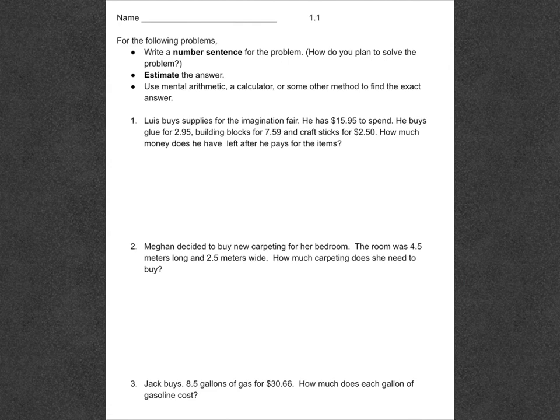So we know we're going to add the 3 numbers together, but let's do an estimate. For $2.95, is that closer to 3 or is that closer to 2? It's closer to 3, right? For our building blocks, we got $7.59. Is that closer to 8? Is it closer to 7? You could even say it's closer to $7.50. For now, let's just be safe and round up. Let's say $8. And then we'll leave the craft sticks at $2.50.